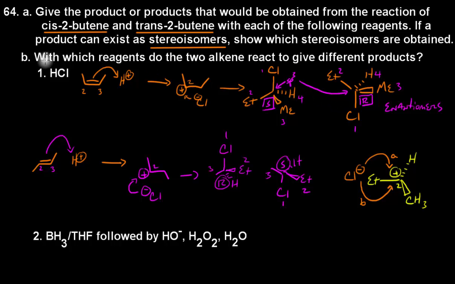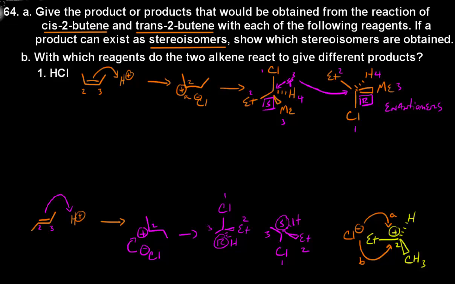Okay, so to answer sub-question B, with which reagents do the two alkenes that react give different products? For the HCl addition, we're not going to get different products. We're going to get the exact same product in both cases. Let's go ahead and prove that, just to make sure everybody's on the same page, because this got a little bit messy, so I'll try to organize it a little better. Hopefully we can all agree that these were the two products from the reaction of trans-2-butene with HCl. To prove that we're getting the exact same molecule, let's just redraw it.